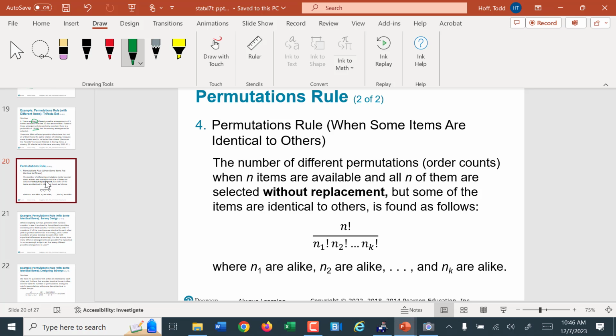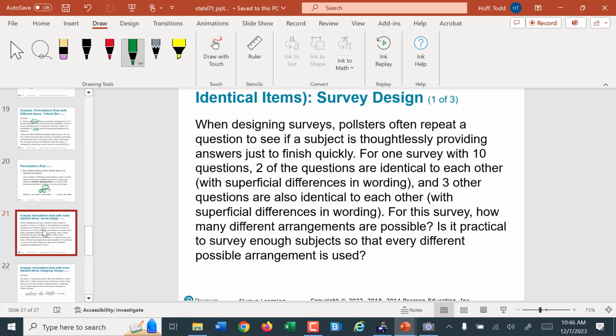If we have multiple A's and they're AAB or AAB, if the A is switched, it's still the same set of numbers. So to account for that counting, we divide by, so we start out with the total number of items available, factorial. And then if we have several that are the same, we have that number factorial divided by the next set that's the same, and so on. And we'll demonstrate that here in this example.